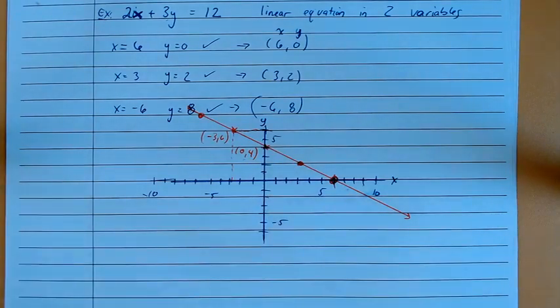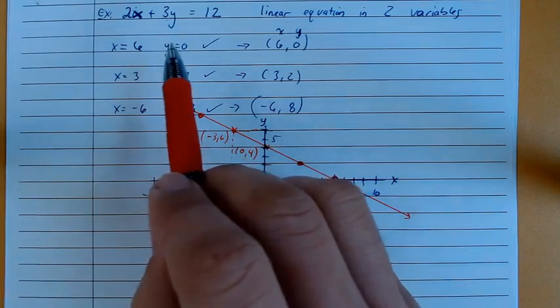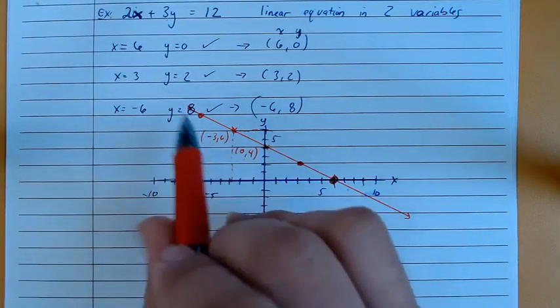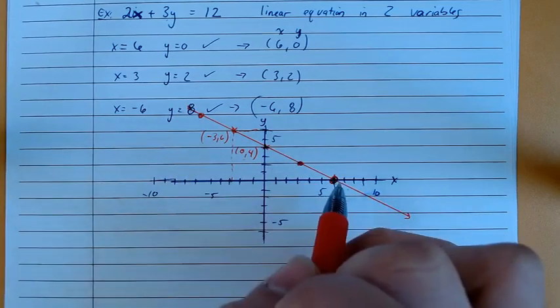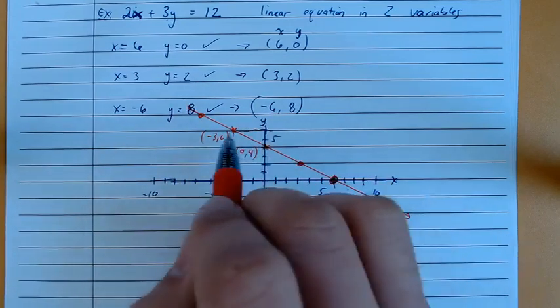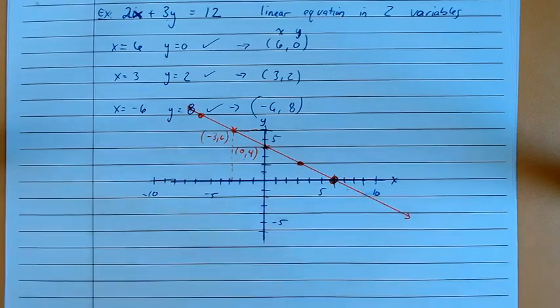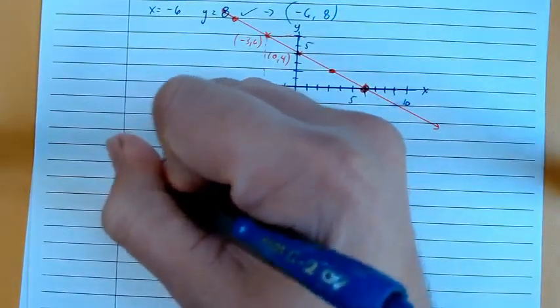So let's go ahead and do that from scratch. Let's go ahead and actually find out how to do that. Because right here, I gave you some solutions. I gave you 3 solutions, and from that we graphed a line, and then that line allowed us to find other solutions. But how did I graph these in the first place? Okay, so let's go ahead and do that. We're going to graph the equation.